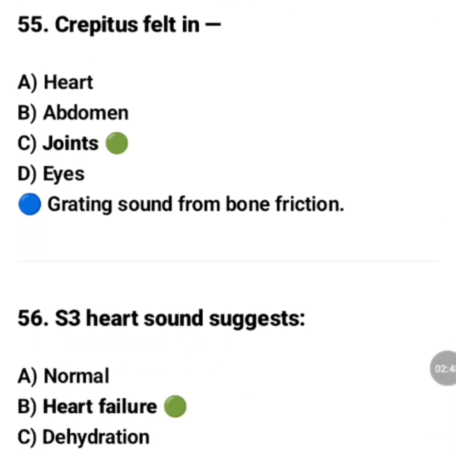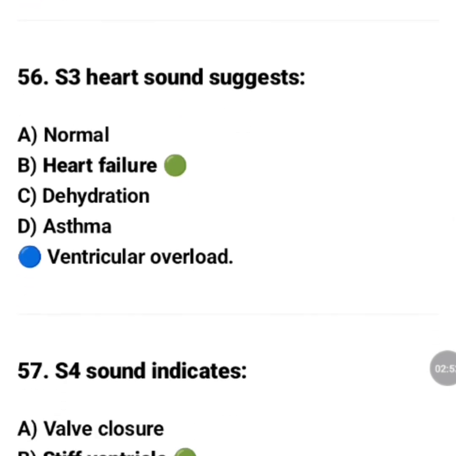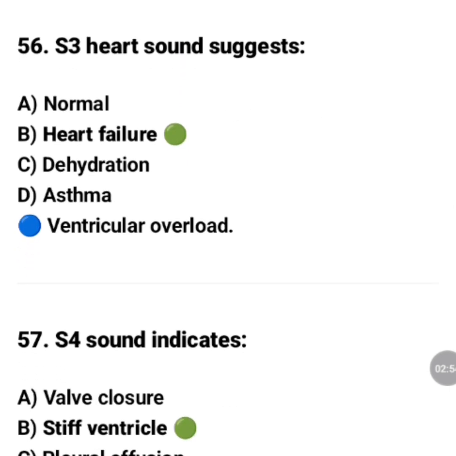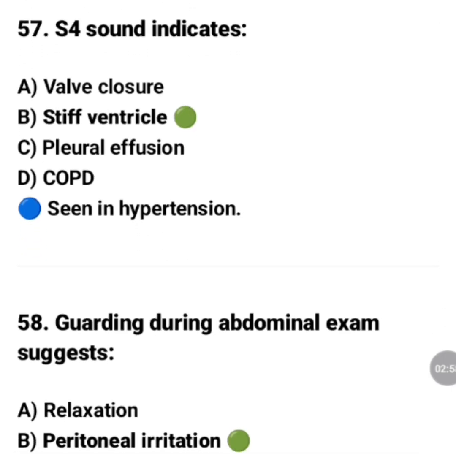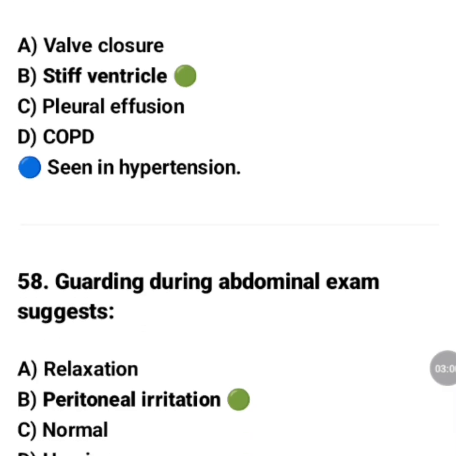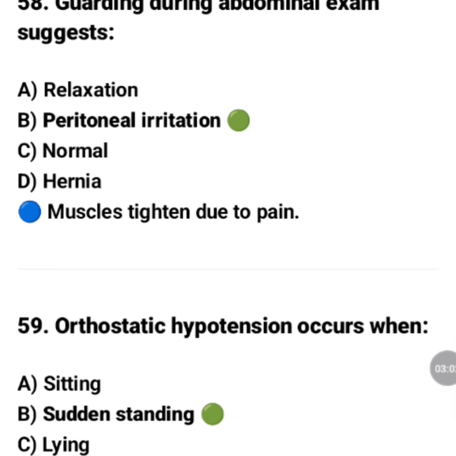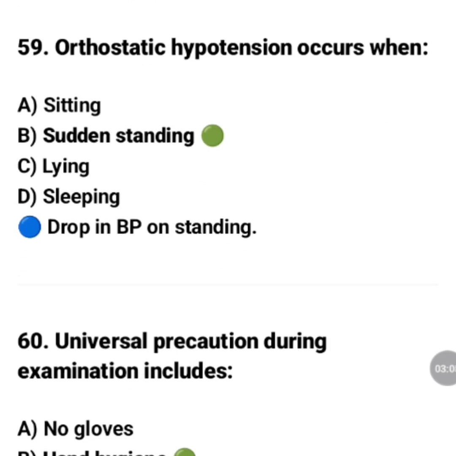Crepitus is felt as the correct answer, option C, a dense grating sound from bone friction. S3 heart sound suggests the correct answer, option B, heart failure, ventricular overload. S4 sound indicates the correct answer, option B, stiff ventricle seen in hypertension. Guarding during abdominal exam suggests the correct answer, option B, peritoneal irritation. Muscles tighten due to pain.